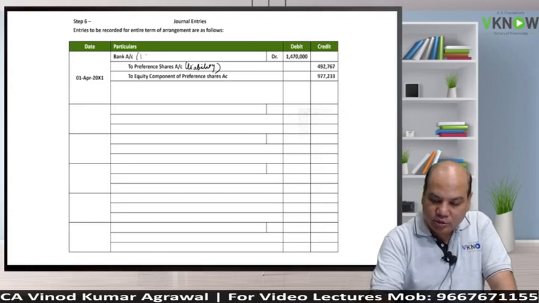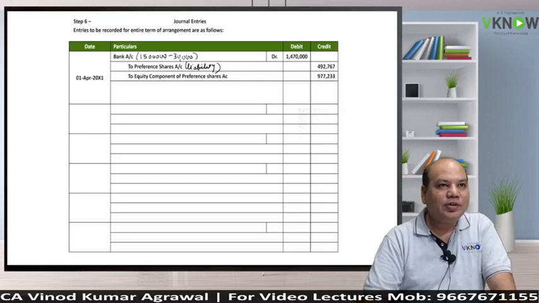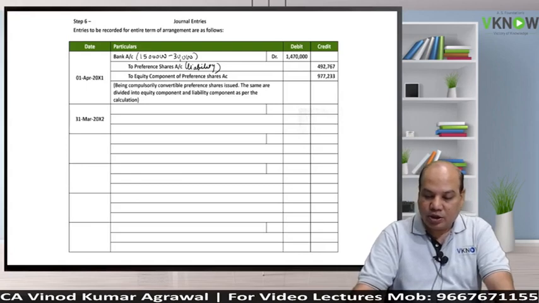In the bank account you write 15 lakh, because on the last day when you revise, you should not have confusion about how this 1470 has come. You are in the last day revision. This question is for last day revision, and then write the narration yourself.